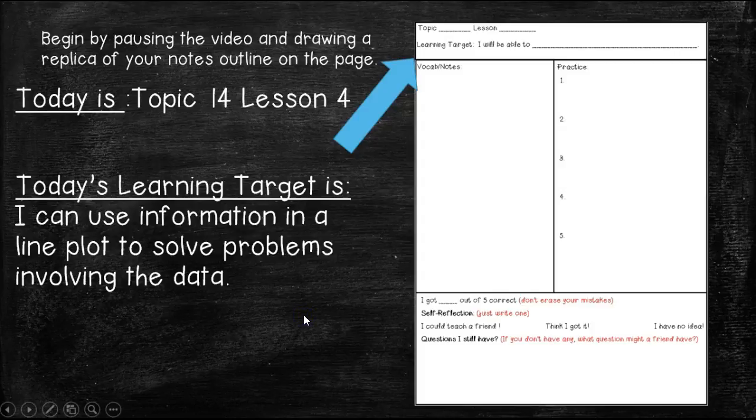Today's learning target is, I can use information in a line plot to solve problems involving the data.